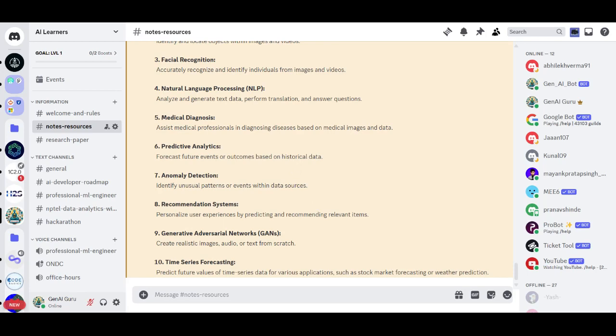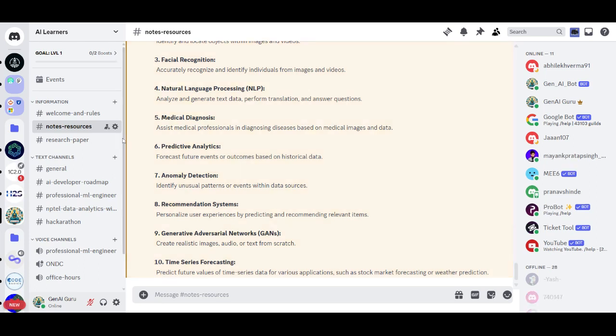In this video, we are going to demonstrate our generative AI chatbot. So, Gen AI chatbot. Here you can go to our Discord forum and join our Discord server. So here you can see in the Discord server there are lots of channels available to learn generative AI. So I am in the notes and resources channel.